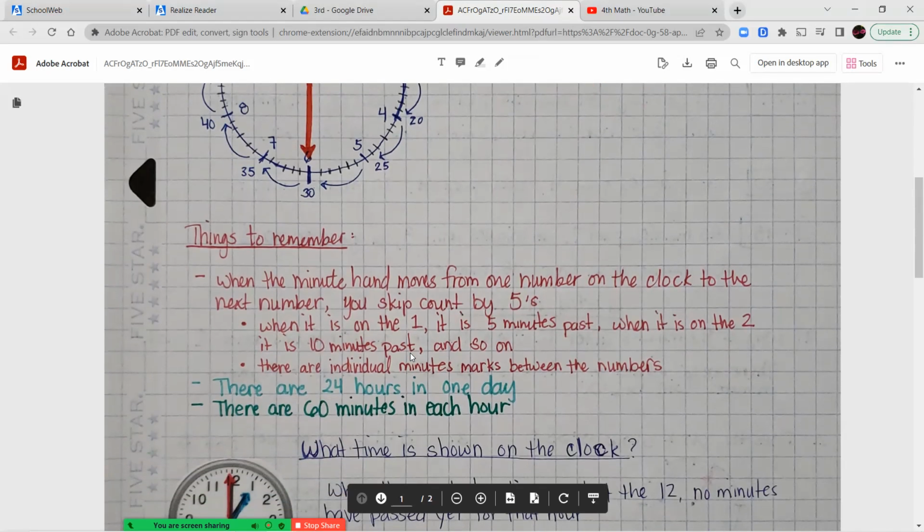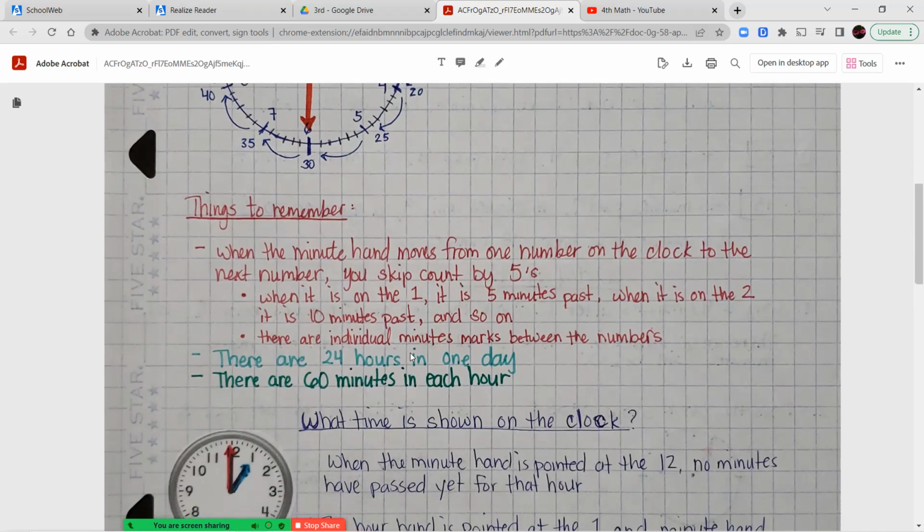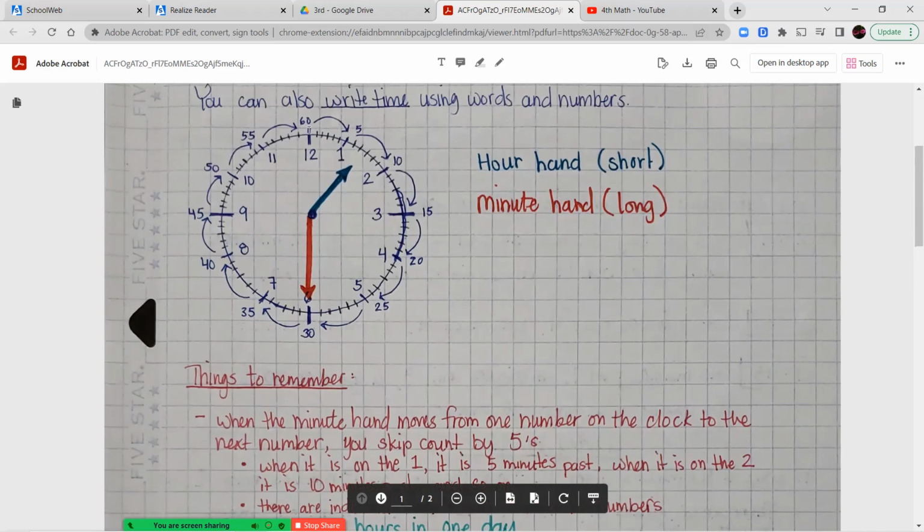So when the minute hand moves from one number on the clock to the next, we're skip counting in groups of fives. So 60 minutes is 1 hour. So this resets to the 0 mark. From the 12 to the 1, that's the first 5 minutes. From the 1 to the 2, that's the next 5 minutes, or 2 groups of 5 is 10. The 3 mark is the 15 minutes. The 4 mark is the 20 minutes, and so on.